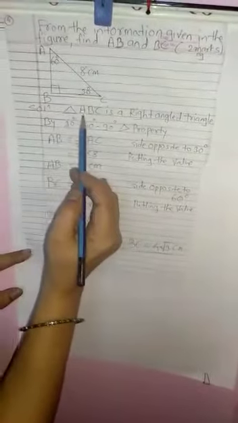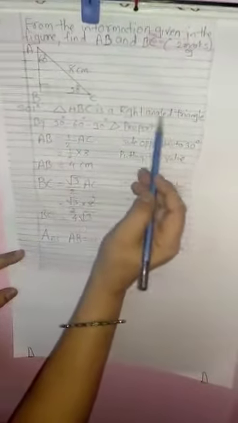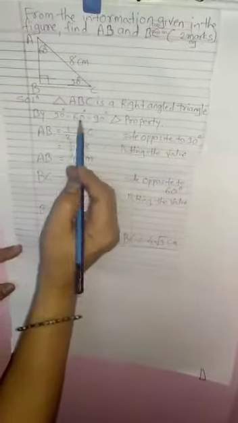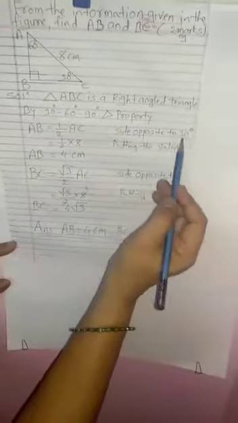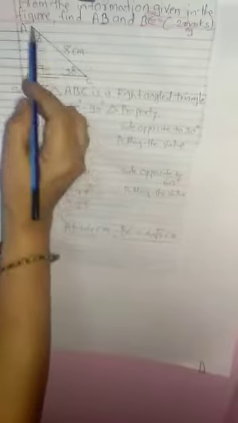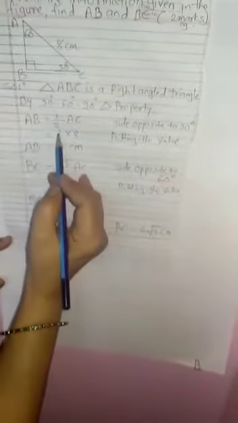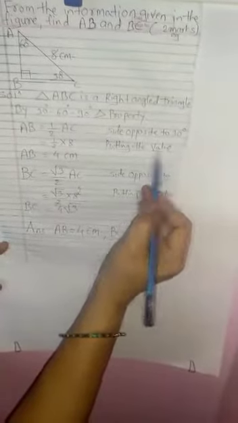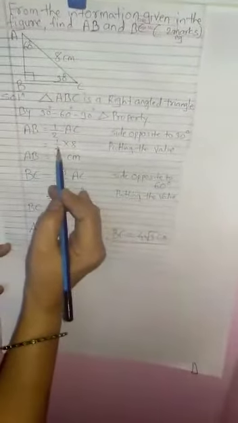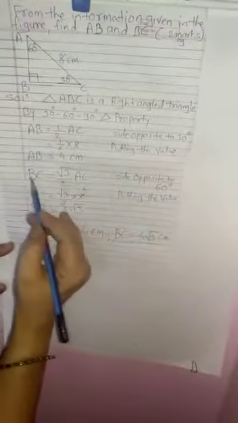So solution, triangle ABC is a right angle triangle. By the 30, 60, 90 degree triangle property, AB is equal to 1 upon 2 AC, side opposite to 30 degree. Side opposite to 30 degree is half of the hypotenuse. So 1 upon 2 into 8, putting the value of AC. AB is equal to 4 centimeter. 2 ones are 2, 4 twos are 8.